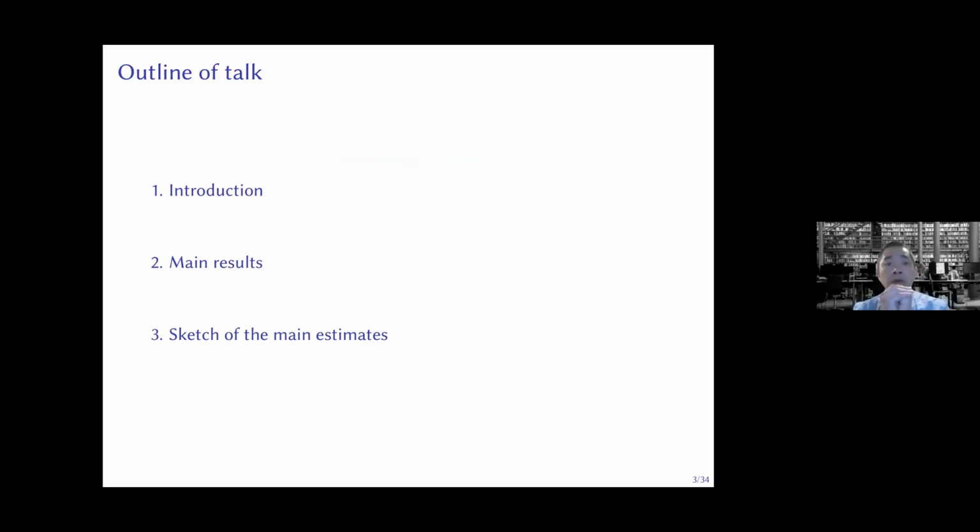So the outline of my talk has three parts. The first one, I give an introduction. The second part, I will describe our main result. And the third part, I will sketch the main estimate.